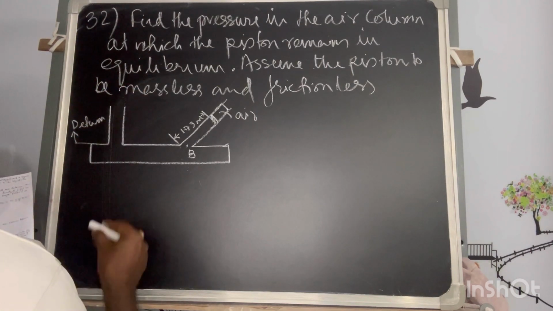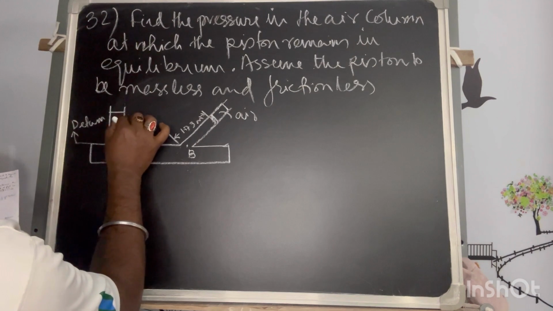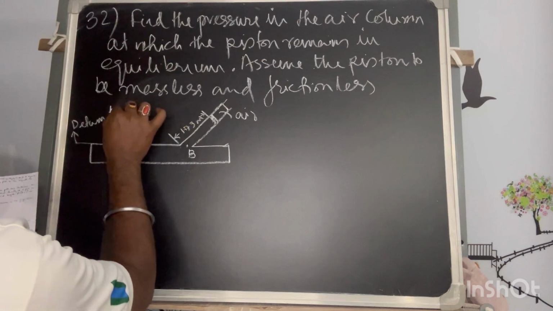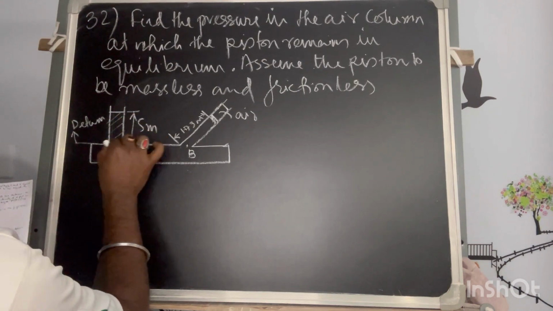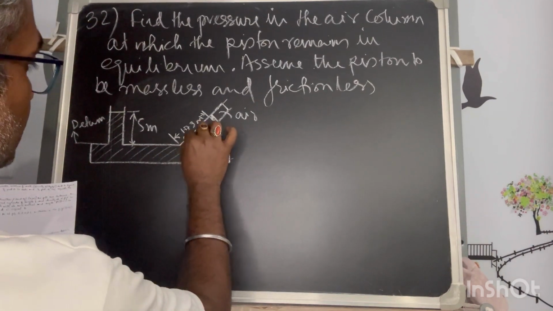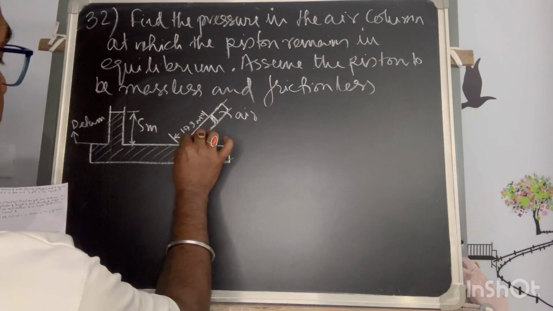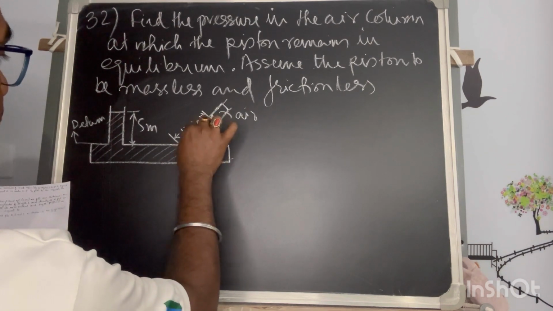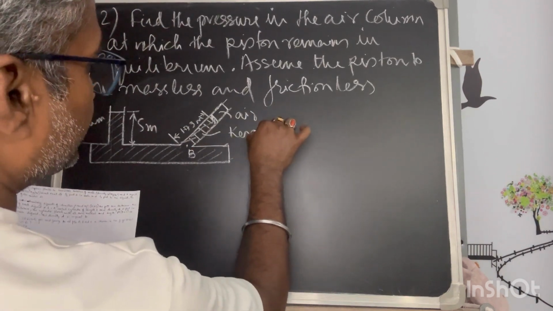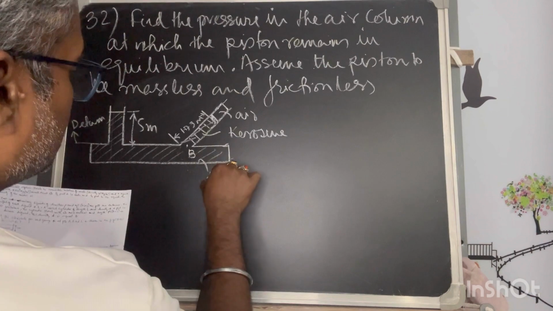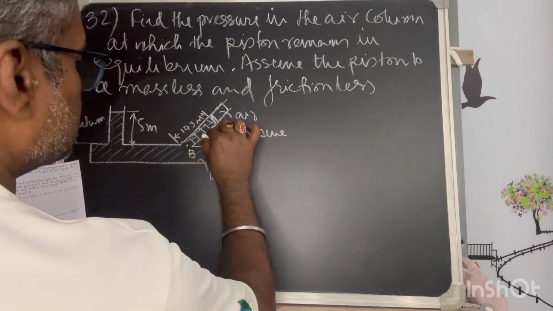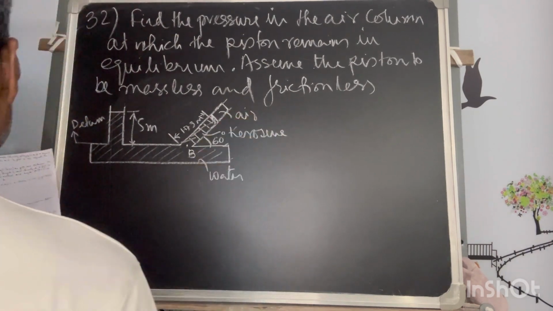This is the datum. The liquid column here is up to 5 meter height. This is your water, and this part up to the piston, this is kerosene, this is water, this is given. This is at 60 degree, given.